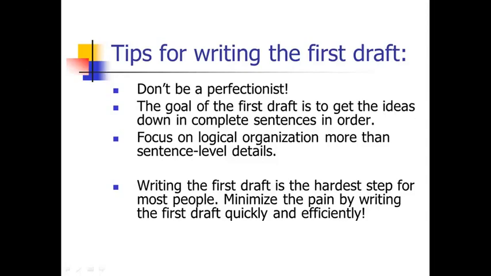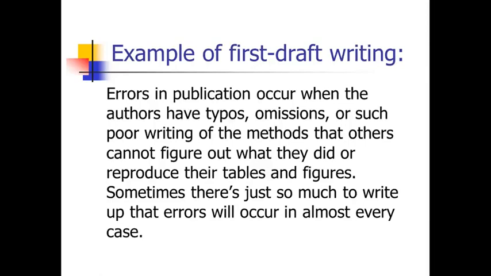So I thought it'd be fun to share with you some examples of first draft writing that I pulled out of my own work. I went through my files and found some first drafts that I had done, and I picked out some paragraphs just to show you what comes out on a first draft. Here's a short paragraph that I'd written on a first draft. It said, "Errors in publication occur when the authors have typos, omissions, or such poor writing in the methods that others cannot figure out what they did or reproduce their tables and figures." Notice that long, complex sentence. "Sometimes there's just too much to write up that errors will occur in almost every case." Okay. Notice that's not the most elegant sentence you ever read. Neither of those is particularly elegant.